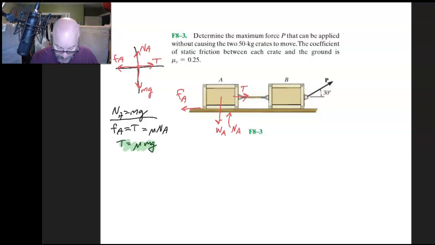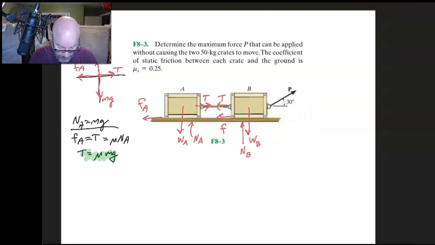Okay, now let's get our forces on the other one. So we got WB, and again that's really just mg. I don't need to put a B on there, but you know. And then we're going to have a normal force here in B. We've got some tension backwards. It's the same tension we saw just a second ago. And then we've got our friction right here like this. All right, so let's make a free body diagram on this one.